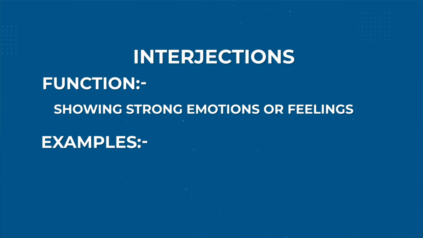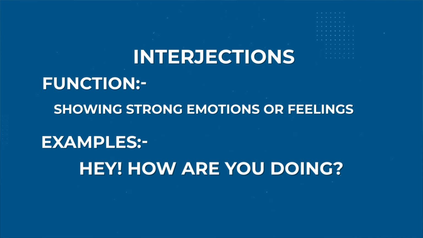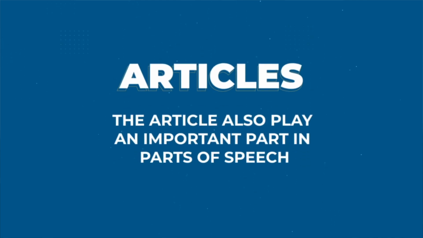For example, if you come across your friend and you need to ask him what he is doing, how will you say? "Hey, how are you doing?" So the word "hey" is a word which describes the interjections. Articles also play an important role. Even that is considered an important part of speech, though it is not included in the list. But articles also have their own role to play.